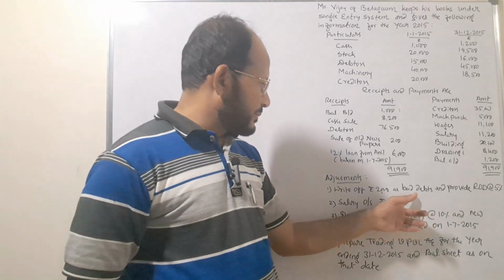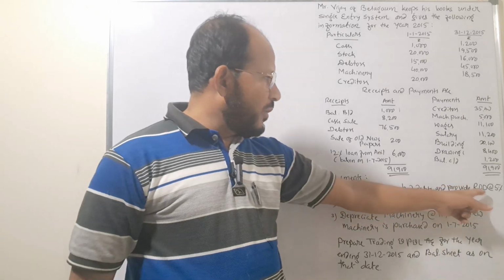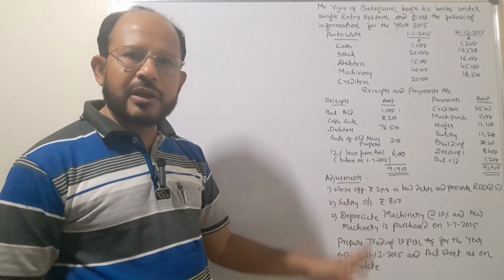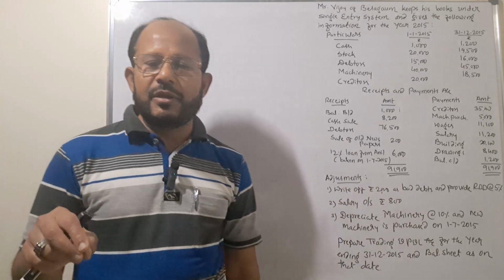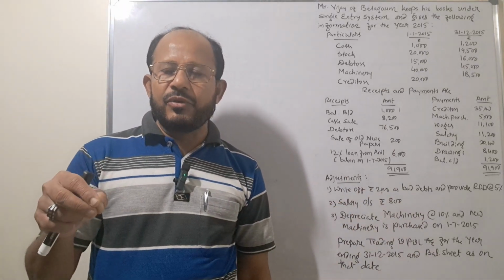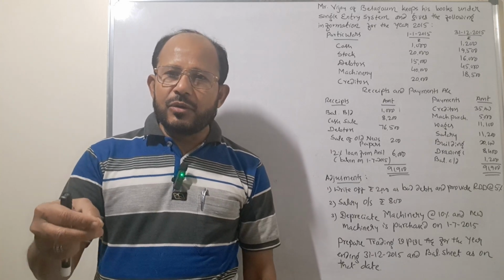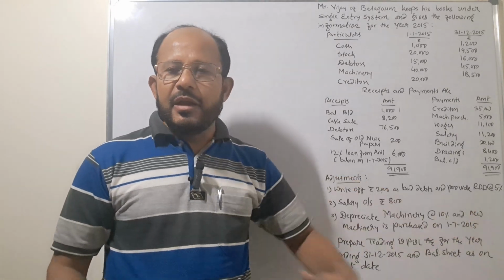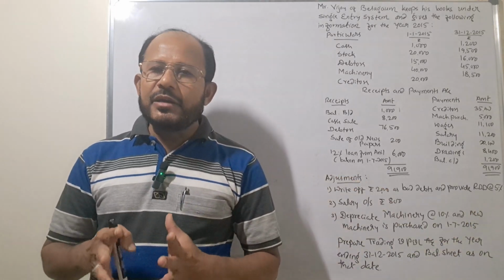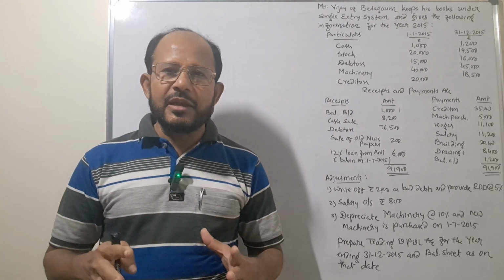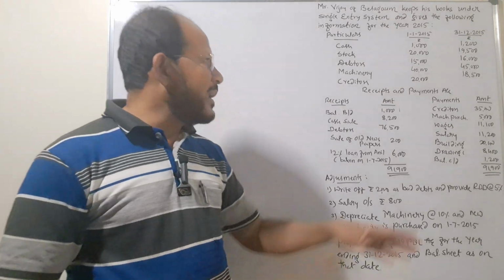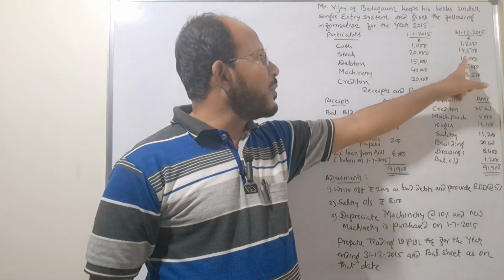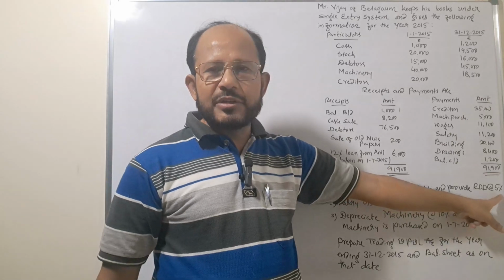ನೆಕ್ಸ್ಟ್ ಒನ್ ಈಸ್ ಪ್ರೊವೈಡ್ ರಿಸರ್ವ್ ಫಾರ್ ಡೌಟ್ಫುಲ್ ಡೆಟ್ಸ್. RDD ಕೊಟ್ಟಿದ್ದಾರೆ ಅಟ್ 5%. 5% ನಾವೇನ್ ಮಾಡ್ಬೇಕಾಗ್ತದೆ, ಕ್ಲೋಸಿಂಗ್ ಡೆಟರ್ಸ್ ನಾವು ಕಂಡು ಹಿಡಿತೀವಿ ಆಫ್ಟರ್ ದ ಪ್ರಿಪರೇಷನ್ ಆಫ್ total debtors account. Whatever closing balance of debtors we get, on that we have to apply 5%. ಇಲ್ಲಿ ಡೆಟರ್ಸ್ ಖಾತೆಯನ್ನ ಪ್ರಿಪೇರ್ ಮಾಡಬೇಕು. ಡೆಟರ್ಸ್ ಖಾತೆ ಪ್ರಿಪೇರ್ ಮಾಡಿದ ನಂತರ ನಮಗೆ ಕ್ಲೋಸಿಂಗ್ ಡೆಟರ್ಸ್ ಸಿಗತ್ತೆ. ಆದ್ರೆ ಇಲ್ಲಿ ಈ ಪ್ರಾಬ್ಲಮ್ ನಲ್ಲಿ ಕ್ಲೋಸಿಂಗ್ ಡೆಟರ್ಸ್ ಆಲ್ರೆಡಿ ಕೊಟ್ಟಿದ್ದಾರೆ. ಓಕೆ, ಅರ್ಥ ಆಯ್ತಾ? ಈ ಕ್ಲೋಸಿಂಗ್ ಡೆಟರ್ಸ್ ಮೇಲೆ 5% ಕ್ಯಾಲ್ಕುಲೇಟ್ ಮಾಡಬೇಕು.